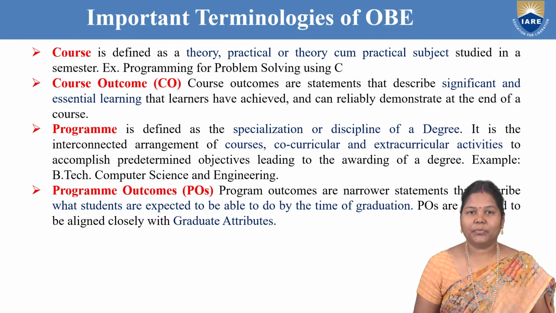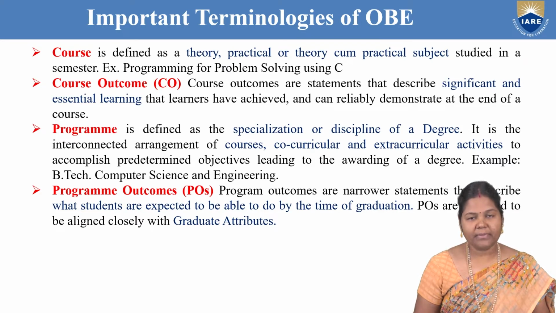Next is program. What do you mean by a program? A program is defined as a specialization or a discipline of a degree. If a student is doing BTech in computer science and engineering, then it is called a program. Similarly, BTech in electronics and communication engineering is also a program. That means in which specialization or discipline of a graduate or undergraduate degree a student is studying, that is called a program.